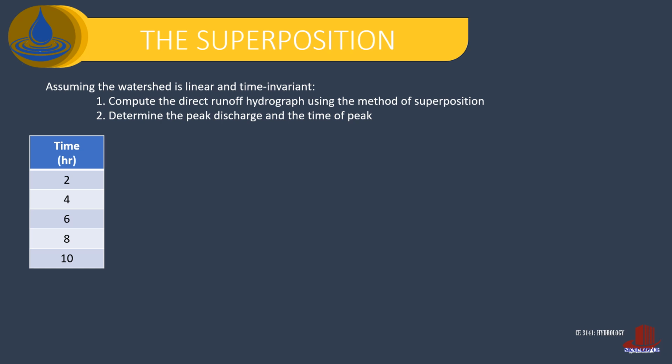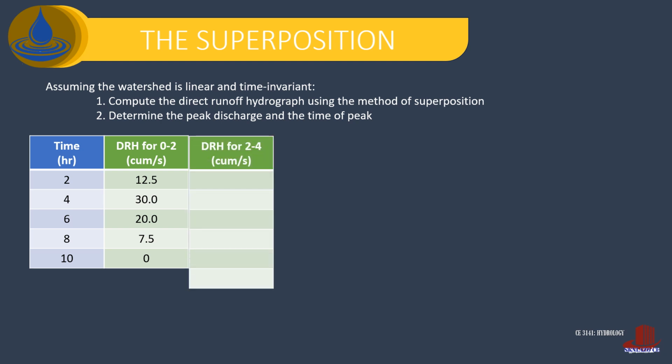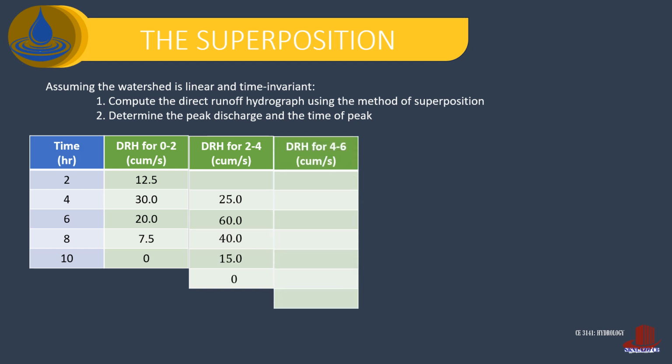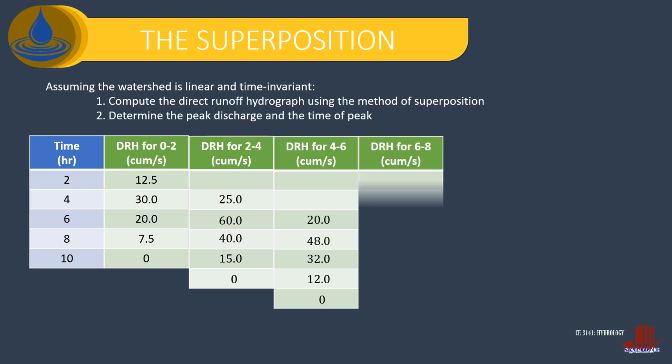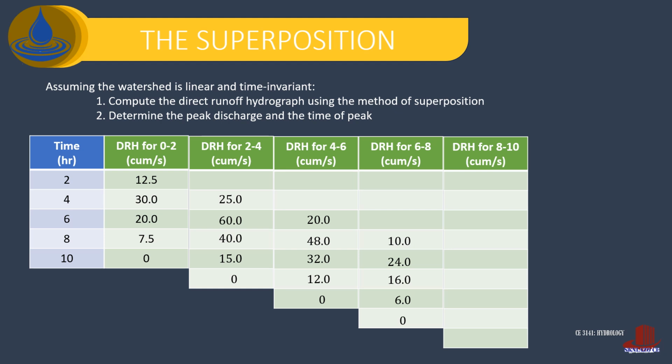With the individual direct runoff hydrographs already determined, we employ the method of superposition. The first DRH is at 2 hours, so entries start at T2. Then for the interval 2 to 4 hours, the direct runoff lags to the end, which is 4 hours. For the next DRH, the coordinates lag a little lower to T6, followed by the DRH between 6 to 8, where the runoff starts at T8. Then, for the last interval, the DRH lags to T10.